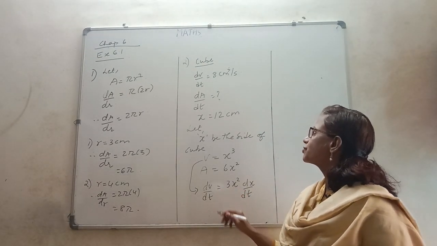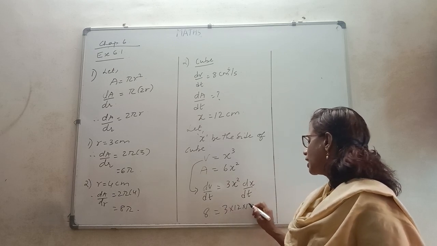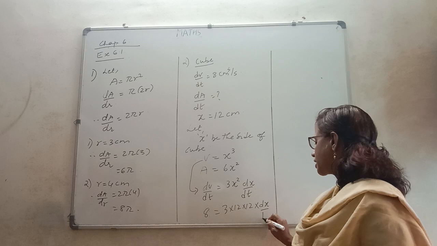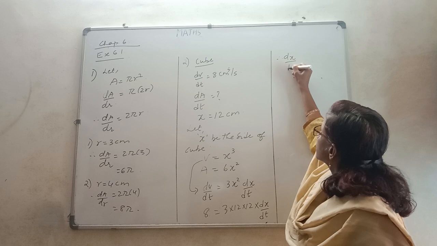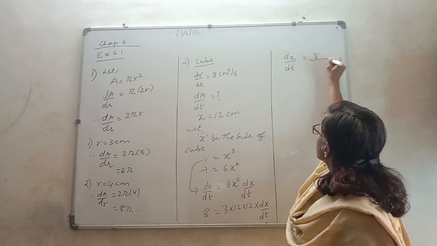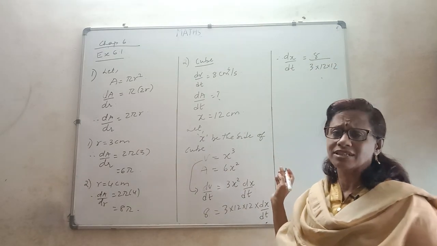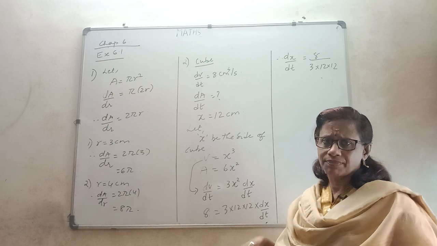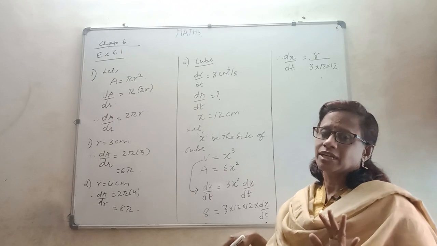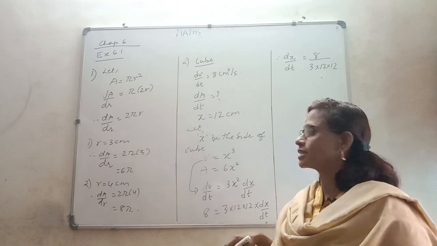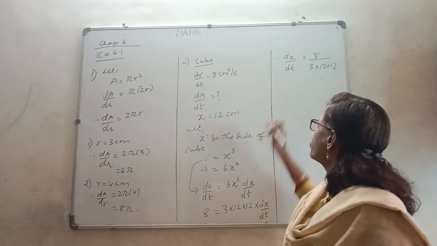Now let's fill in whatever we have. This we know is 8. This they have asked us to take as 12, and that way we will get dx by dt. If we transfer everything to the other side, dx by dt is 8 by 3 into 12 into 12. It's not necessary that we find the answer at this step, because it is used later and may get cancelled; if need be, at the last step we will find the answer. We will not waste time, because we know that we have to find dA by dt. For that, let's look at the formula of A.